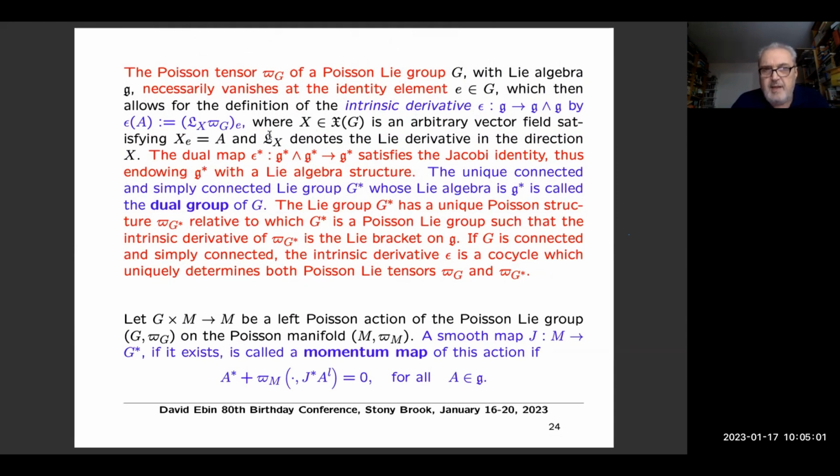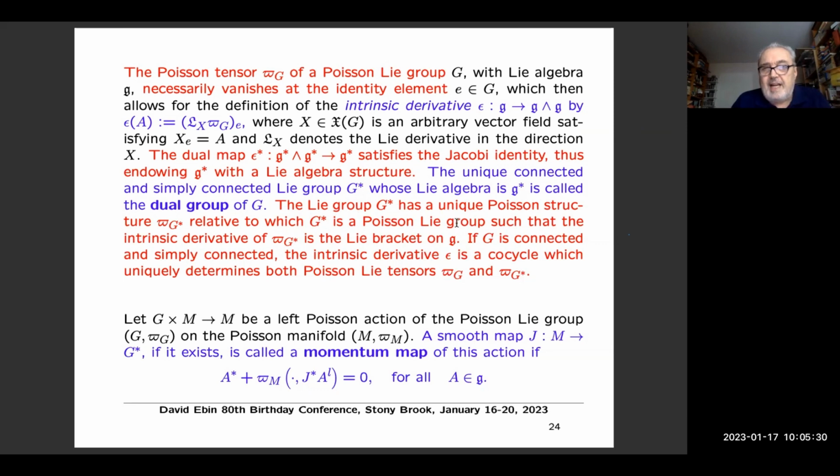You must prove this. Dualize the map, so you get such a map. This turns out to satisfy the Jacobi identity. Therefore, G star becomes a Lie algebra. So in a Poisson-Lie group, G star is a Poisson manifold, a Lie-Poisson manifold, and a Lie algebra at the same time. The unique connected and simply connected Lie group G star, whose Lie algebra is G star, is called the dual group.